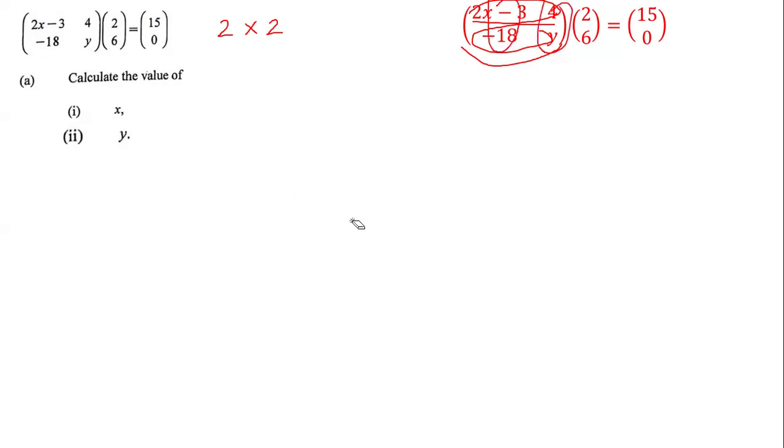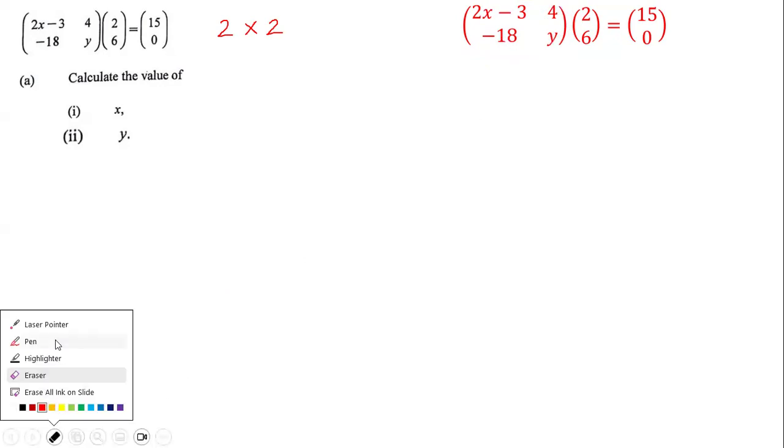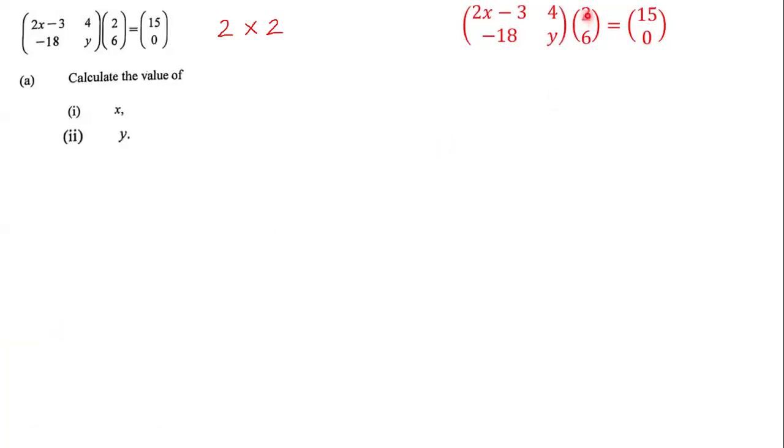We call it a 2 by 2 matrix because it has 2 rows and 2 columns. And so let's look at the other matrix. This matrix right here has 2 rows, 1 row and the next row, and it has 1 column. So the second matrix has 2 rows and 1 column.